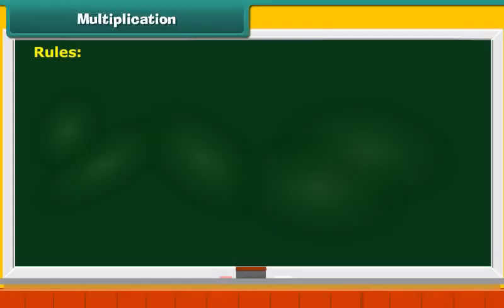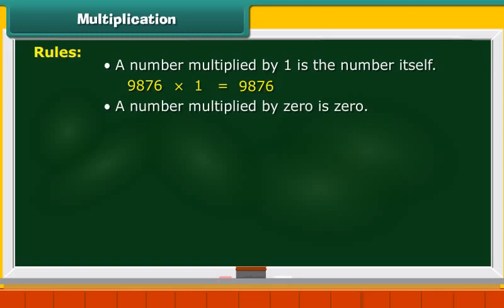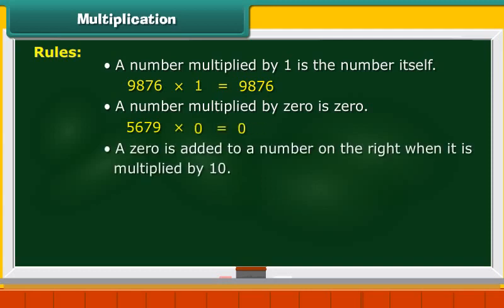Let us look at some rules of multiplication. A number multiplied by 1 is the number itself. 9876 multiplied by 1 is equal to 9876. A number multiplied by 0 is 0. 5679 multiplied by 0 is equal to 0. A 0 is added to a number on the right when it is multiplied by 10.